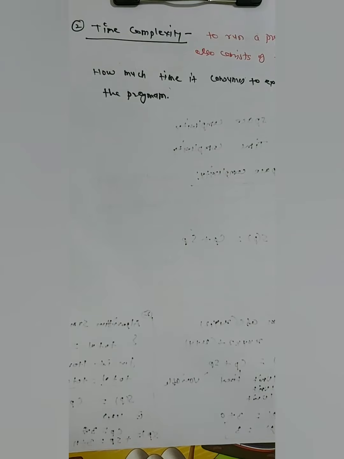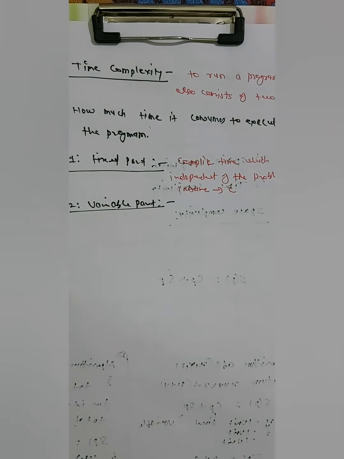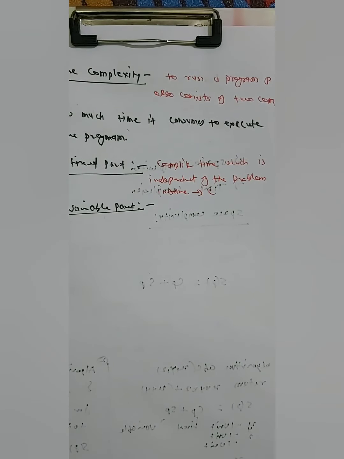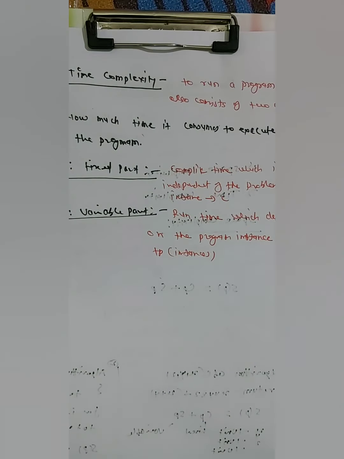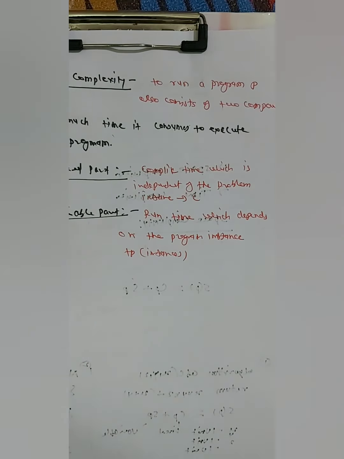So the time complexity is how much time it consumes to execute a particular program. It measures time. The time complexity of running a program P also consists of two parts: the first part is fixed and the second is variable, same as space complexity. The fixed part of the time complexity is the compile time, which is independent of the program instance. The second part is the variable part, the runtime, which depends on the program instance.